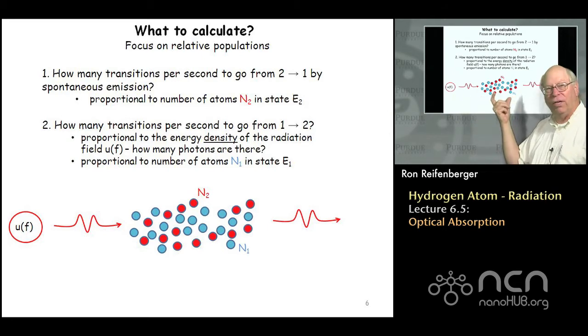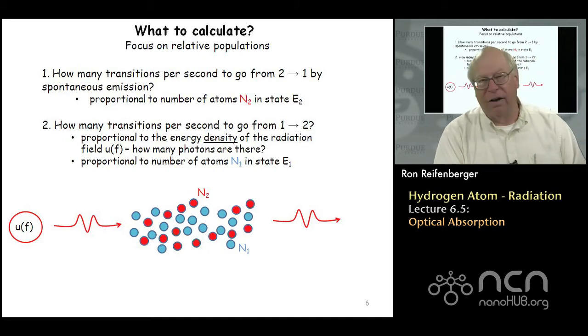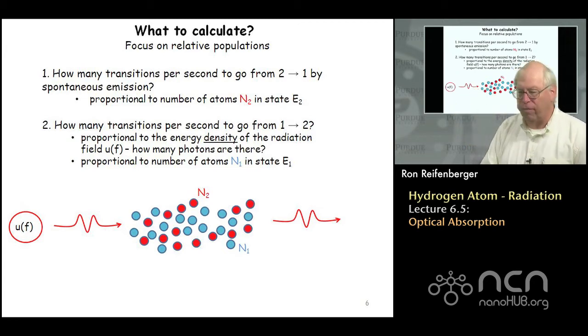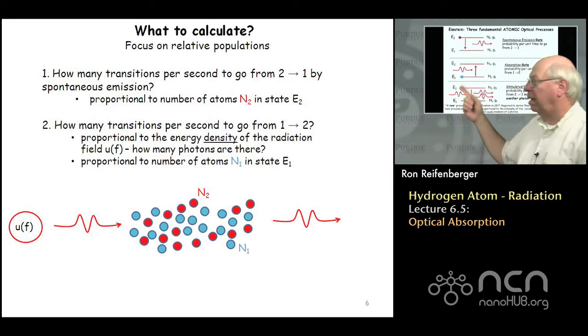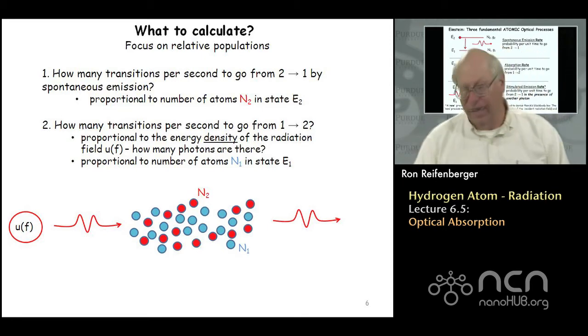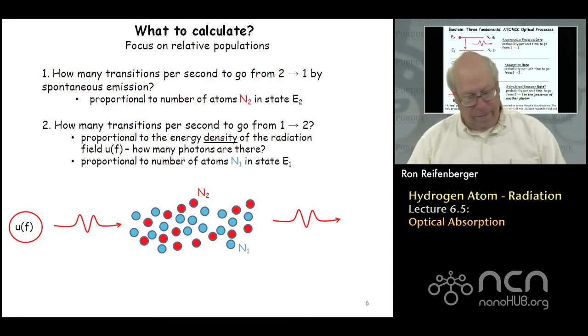You've got a radiation field that interacts with those gas atoms. That incident radiation field is going to be specified by some function U of F. So this is going to tell you the energy density in this incident electromagnetic field. And what you'd like to know is how much comes out. What are the characteristics of the light that comes out? So you're going to be calculating transitions to go from 1 to 2. You're going to be calculating transitions to go from 2 to 1, and you're going to be using these fundamental definitions of optical processes in that calculation. So that's sort of the plan for the remainder of the lecture.